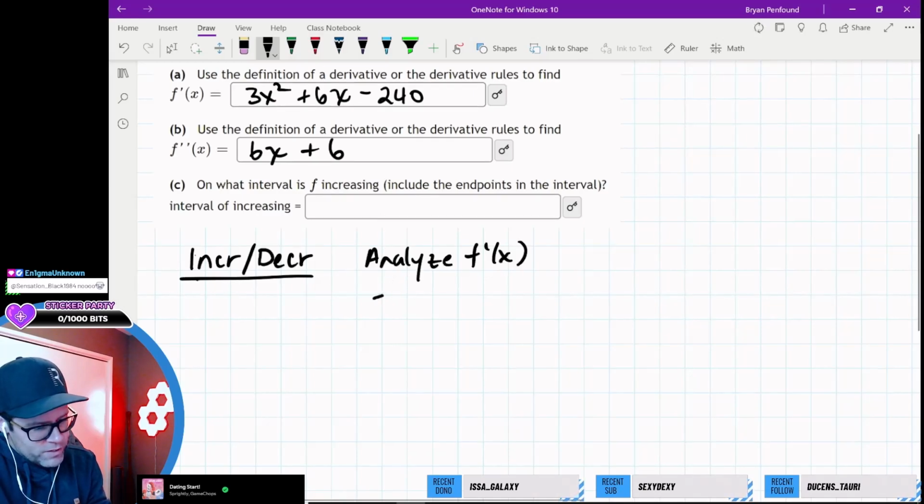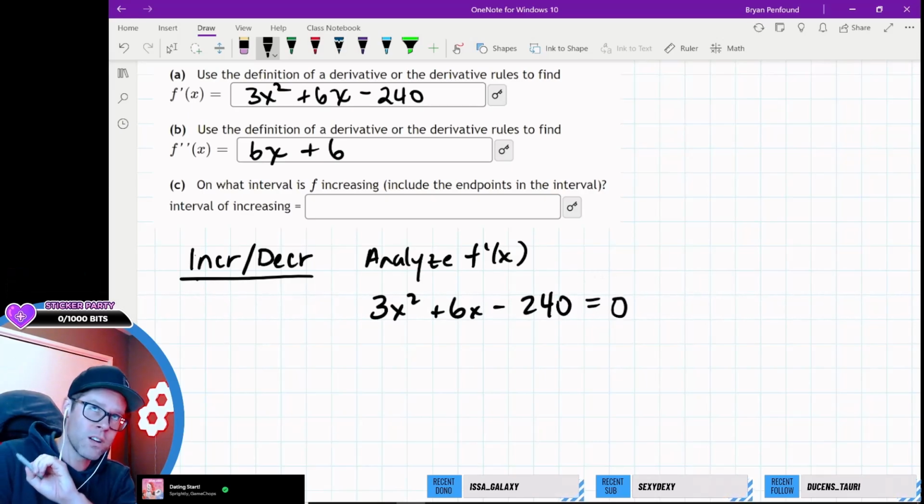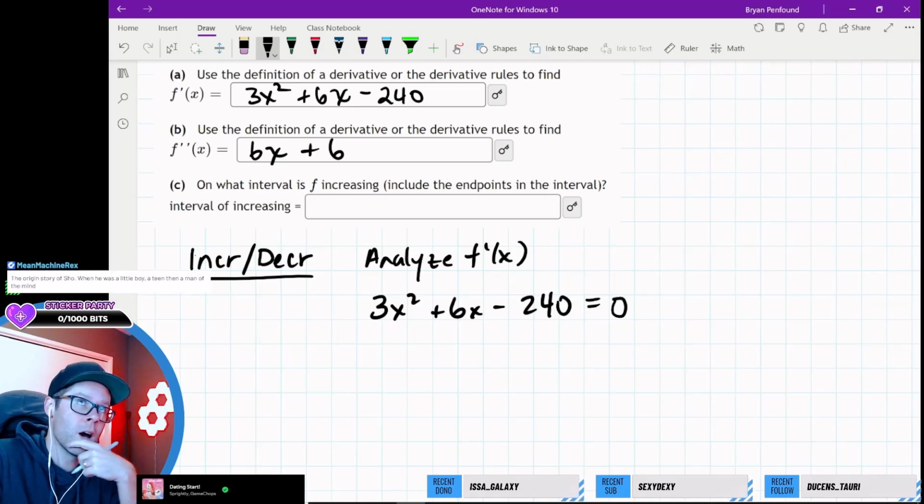Let's take our first derivative. Let's see what the first derivative is going to give us with regards to some information. So let's figure out where our maxes and mins are going to be. That's probably going to be helpful.